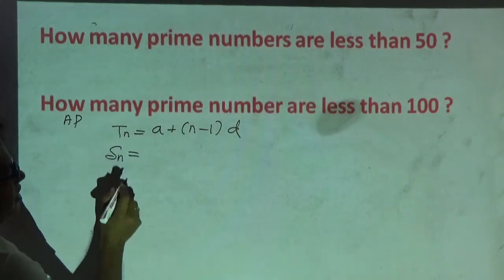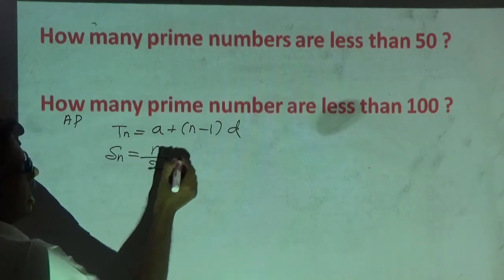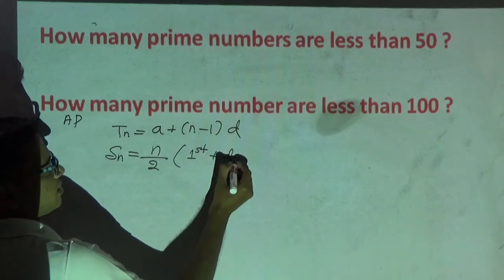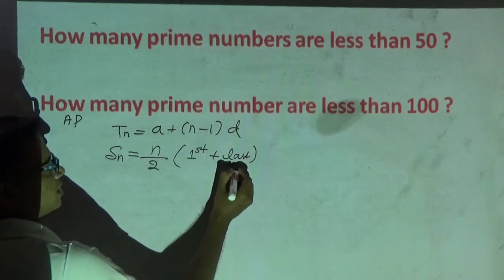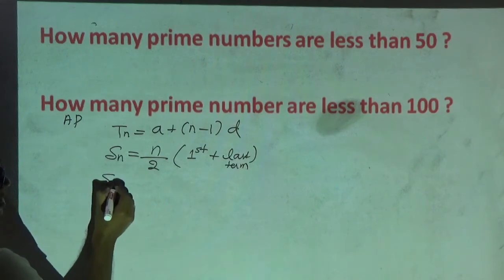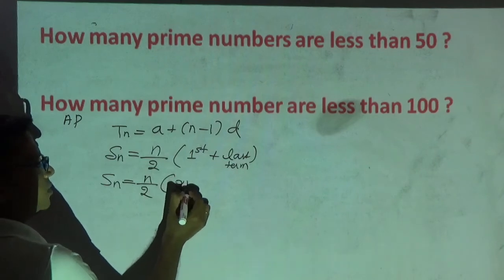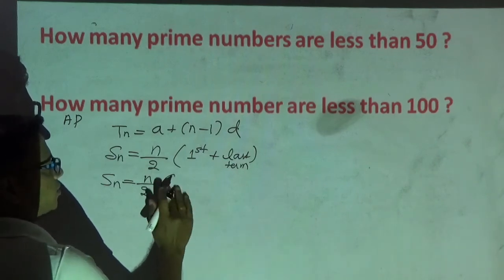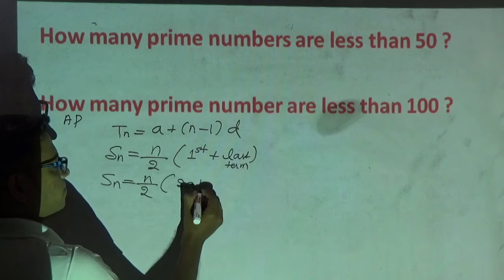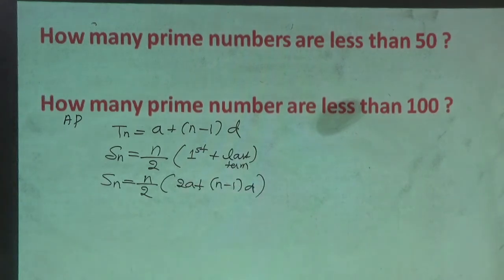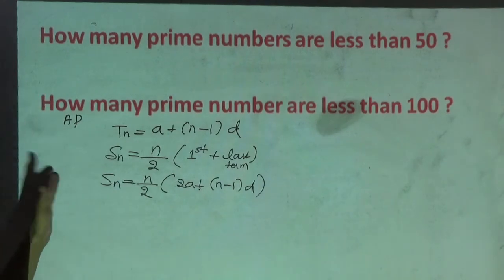Sum of n terms is given by n by 2. And if you know the first term and last term, you can use this formula, n by 2 into first term plus last term. Okay, if you don't know first term and last term, you can use another formula. Sn is equal to n by 2 into 2a plus n minus 1 into d. If you know the first term and last term, you can use this formula. If you don't, you can use this formula. This is about your AP.